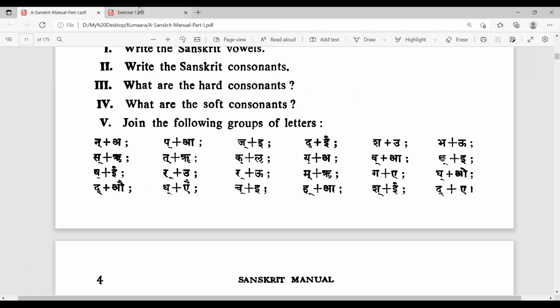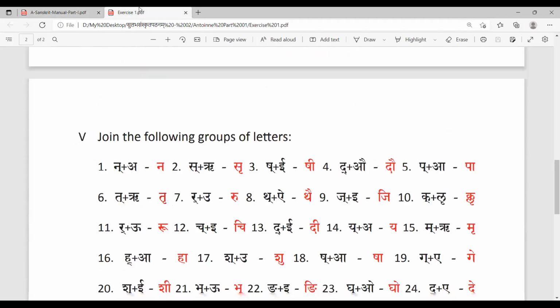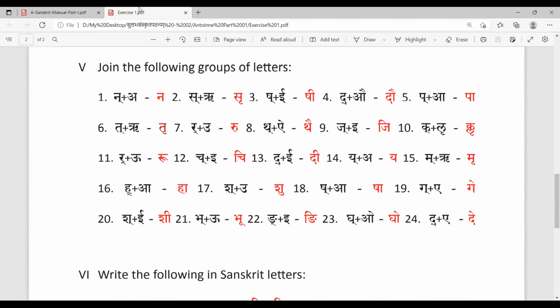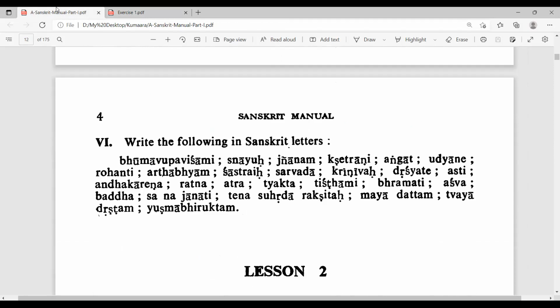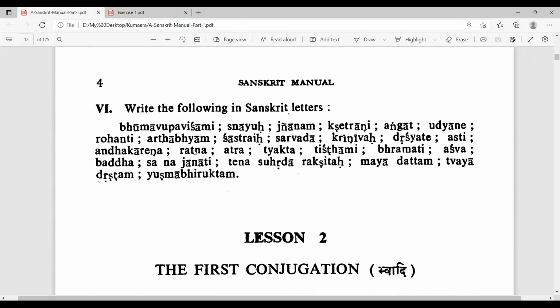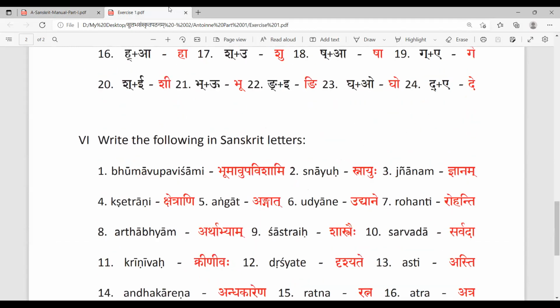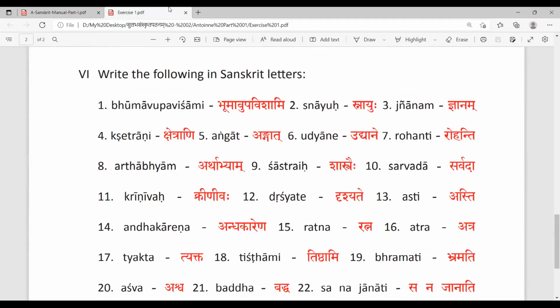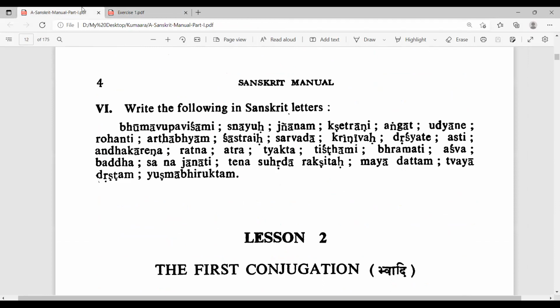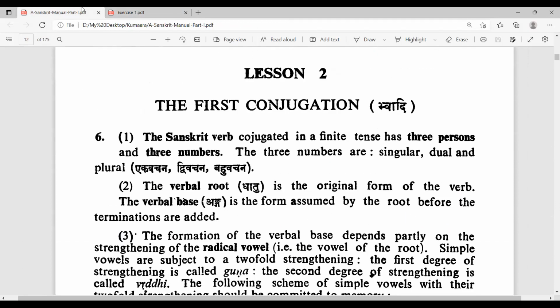Join the following group of letters: Akara plus A, Na, etc. Write the following in Sanskrit letters. This is Upavishami, etc. Okay, that's all. First lesson is over. Lesson number 2.